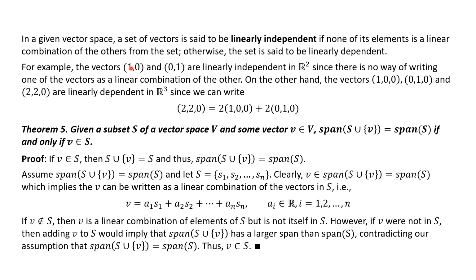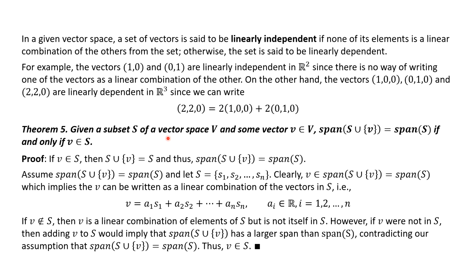If we take the vectors (1, 0) and (0, 1), they're independent because there's no way of writing this vector in terms of the other. They have a 0 in different positions here, and so these are independent. On the other hand, these three vectors, (1, 0, 0), (0, 1, 0), and (2, 2, 0), are dependent because we can write the vector (2, 2, 0) as 2 times the first vector plus 2 times the second.